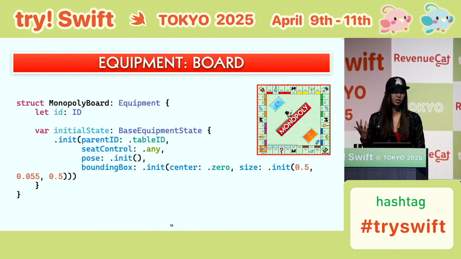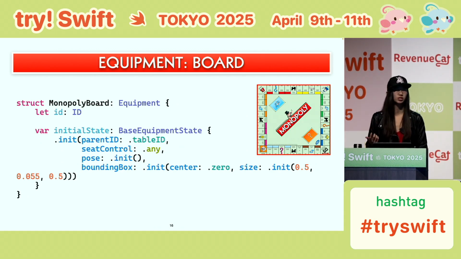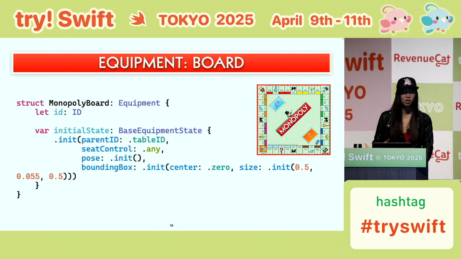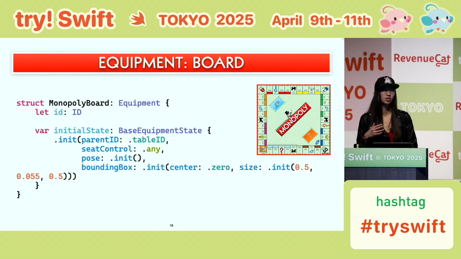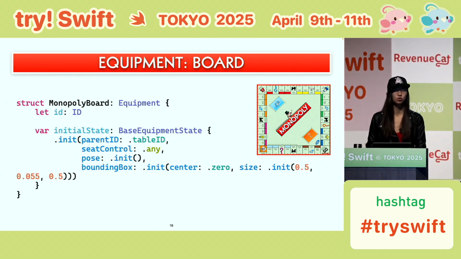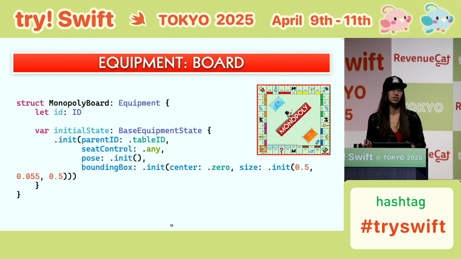We're just defining another struct, and now it conforms to equipment, and equipment is what players can interact with. We have a base equipment state, and that state tells us about all the different equipment we have, so we set its parent to table ID. Seat control is who can interact with this equipment. Because it's the Monopoly board, everybody can interact with it, so we set it to .any. We give it its position, and then a bounding box is just how big is it.